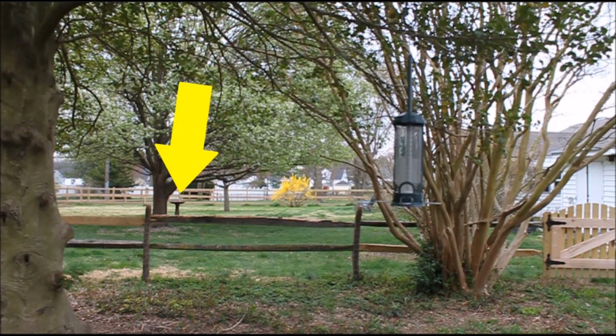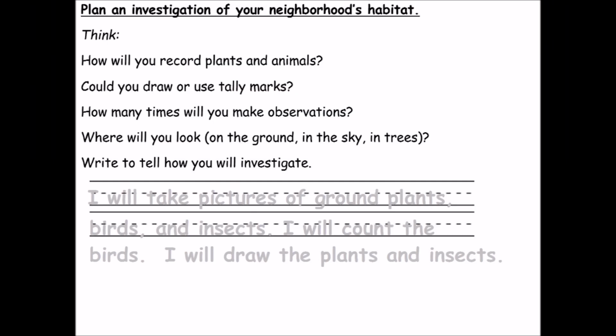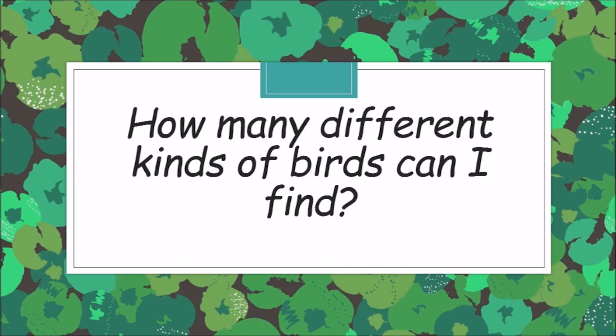One water source was a bird bath in my neighbor's yard. Now I know my habitat has food and water sources. I'm going to take pictures of ground plants, birds, and insects. Then I'm going to draw them and collect my data. How many will I find? How many different kinds of birds can I find?